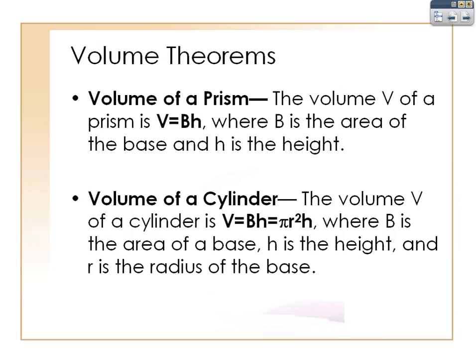So there's our formula for a prism. Volume equals base times height. For a cylinder, it's the very same thing, only this time we know what the area of the base is. It's a circle, right? So it's going to be pi r squared is the area of the base times the height. So there's our formula, pi r squared h.